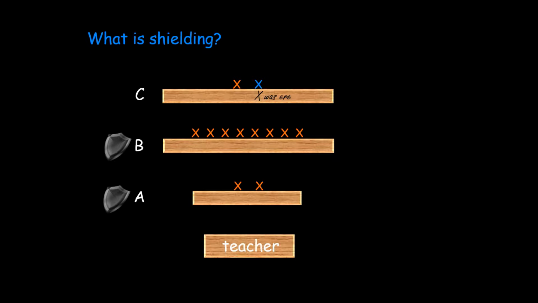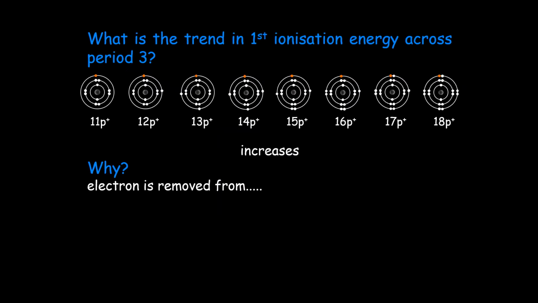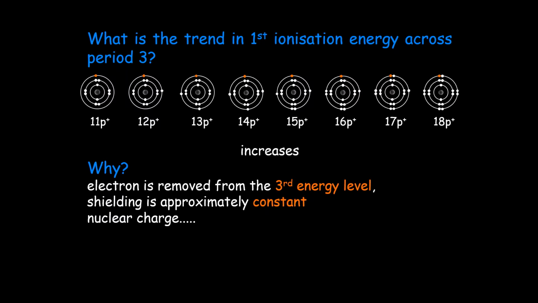Now how does this apply to an atom? Well, the teacher is the nucleus and each of these rows are principal quantum number 1, principal quantum number 2 and principal quantum number 3. So the electron is removed from the third energy level. Shielding across a period is approximately constant.